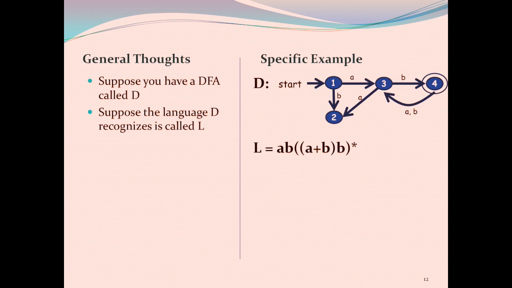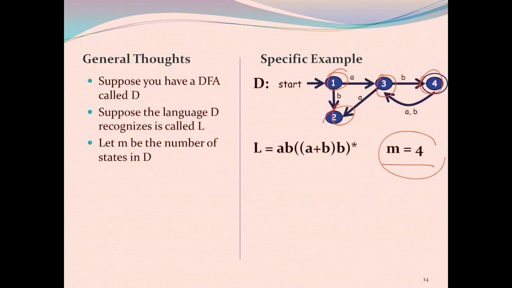In general, I've got a DFA called D, and it accepts a language called L. I'm going to make an arbitrary call, and I'm going to say that whatever the number of states in my DFA is, I'm going to call that number M. I'm just going to use M to represent the number of states in my DFA. So in this case, M is 4. How many states? 1, 2, 3, 4. M is 4.